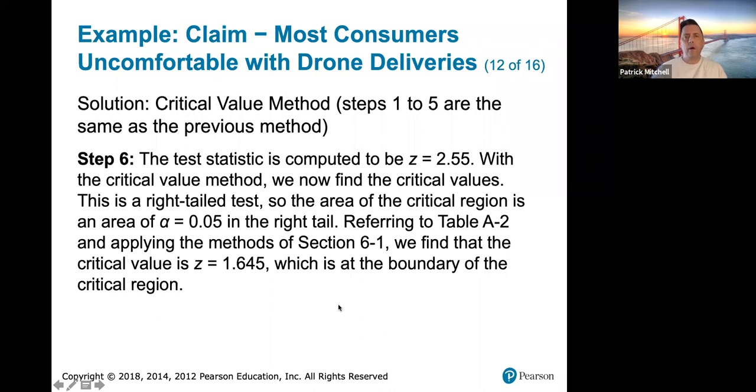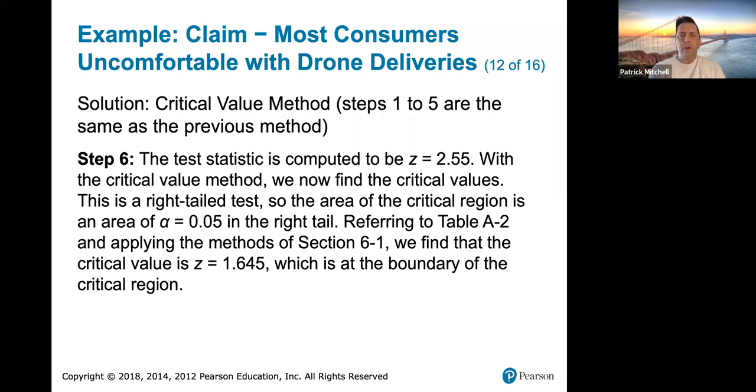All right, so now the critical value method. Both methods are the same in steps 1 through 5. It's when you get to step 6 that you do different things. So in the critical value method, we've found the test statistic is z equals 2.55. With the critical value method, what we find is the critical value.